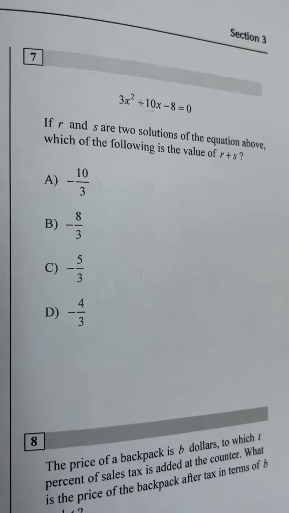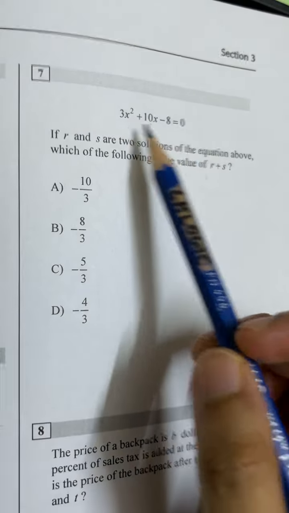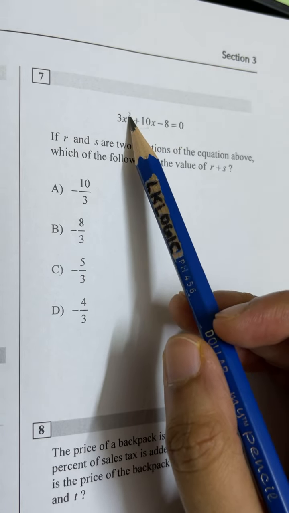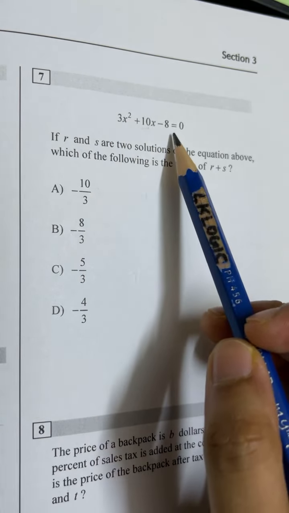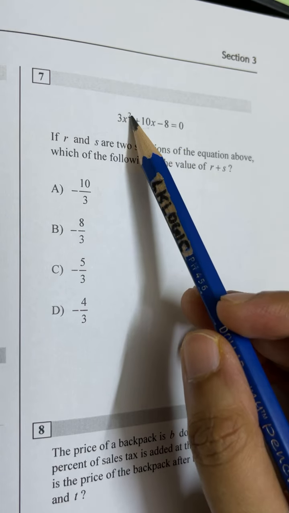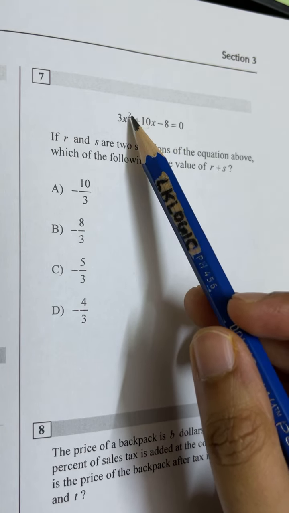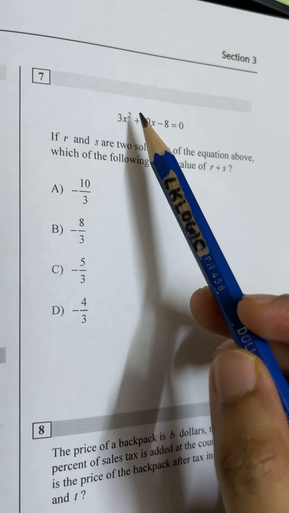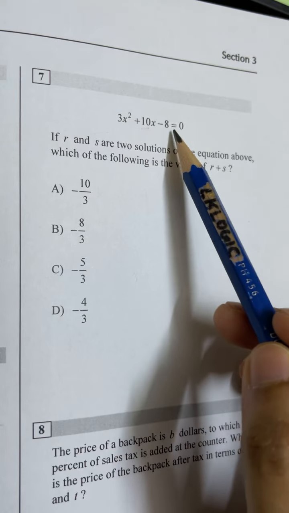Question number 7 here says, there's an equation given to you, that's a quadratic equation. Whenever you have a degree of 2, that's called a quadratic equation. If you have a degree of 1, that's called a linear equation. When you have a degree of 3, it's called a cubic equation. When you have a degree of 4, that's called a quartic equation. This is a quadratic equation.